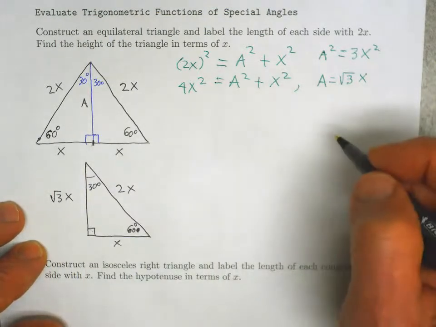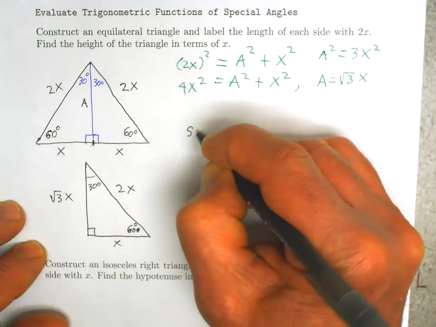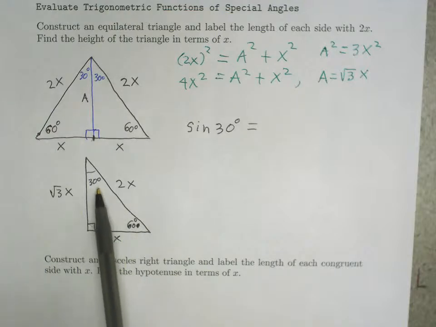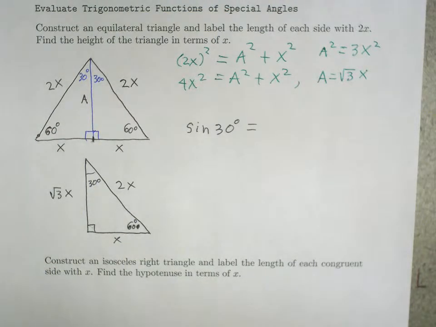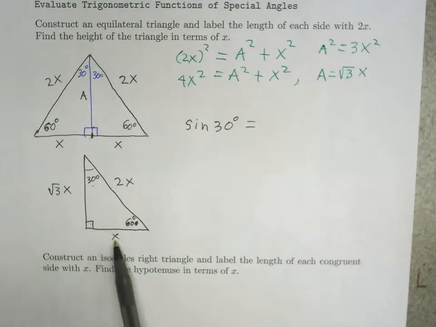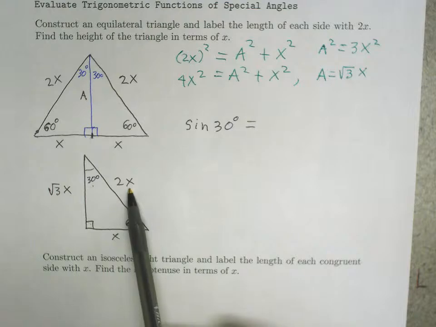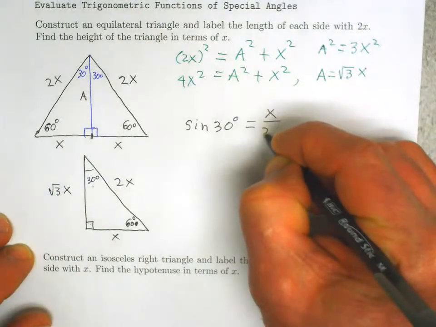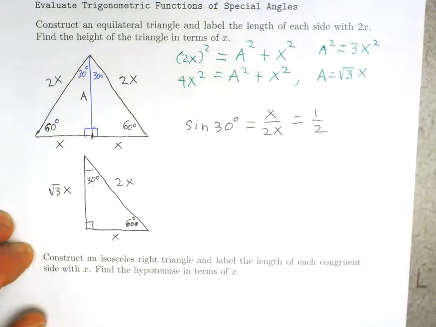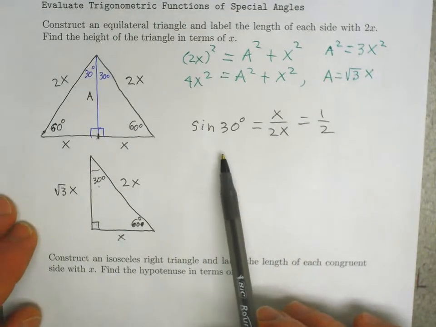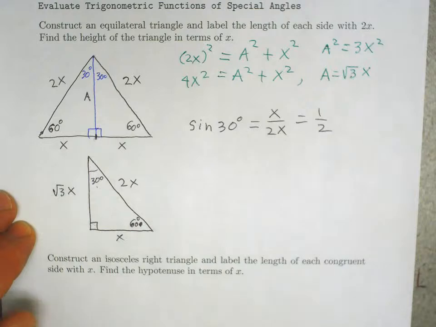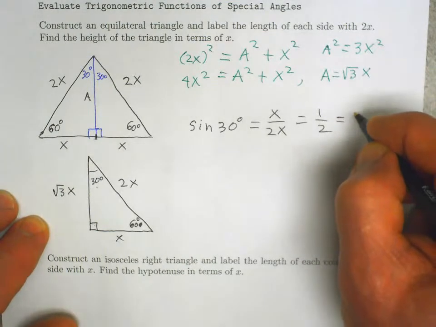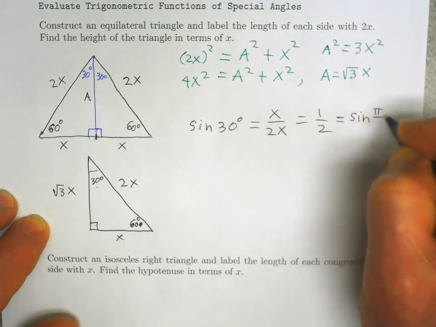Okay, so let's find sine of 30 degrees. Here's the 30-degree angle. So the side opposite is of length x, and the hypotenuse is 2x. So sine of 30 is opposite over hypotenuse, or x over 2x, but the x's cancel, so we get 1/2. So we now know that sine of 30 degrees is equal to 1/2, now and forevermore. 30 degrees in radian form is pi over 6. So from now on, we know that the sine of pi over 6 is 1/2.